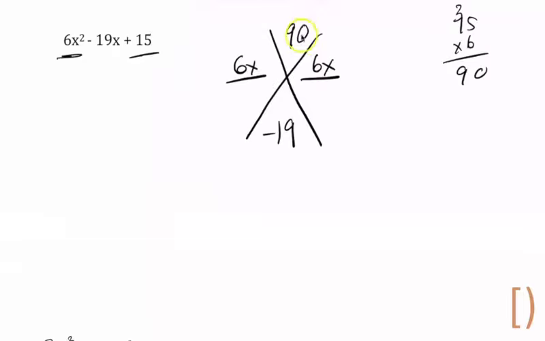And now I got to do what we normally do, right? We have to find the factors of 90 that add to get negative 19. Now keep in mind, it is a positive 90, but a negative 19. The only way you can multiply to get a positive, but add to get a negative, is if they're both negative.